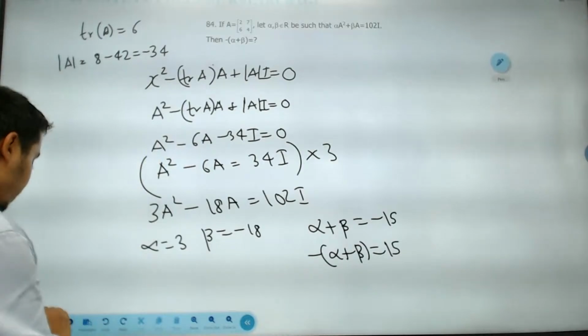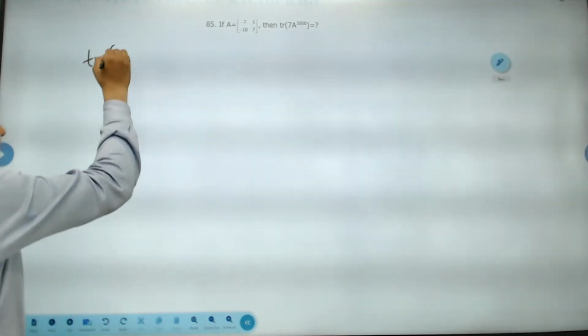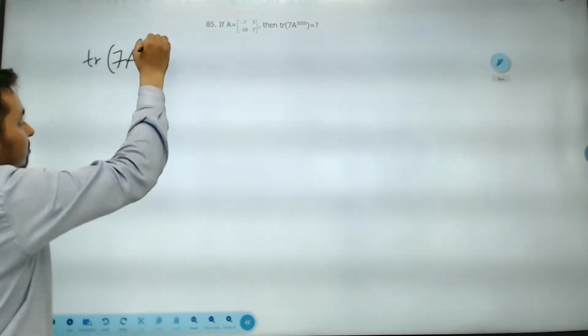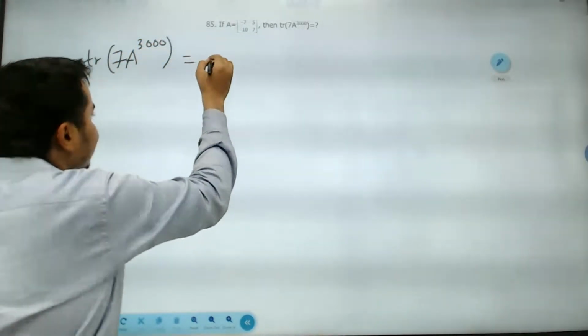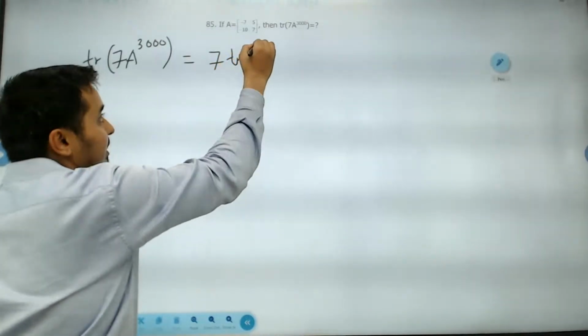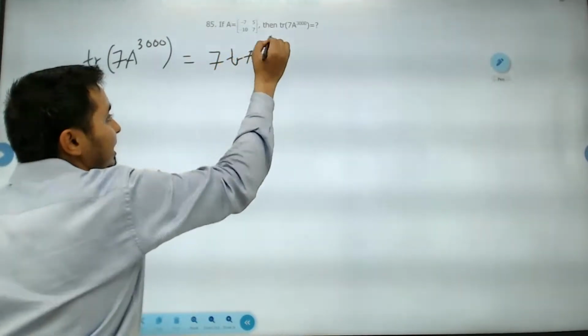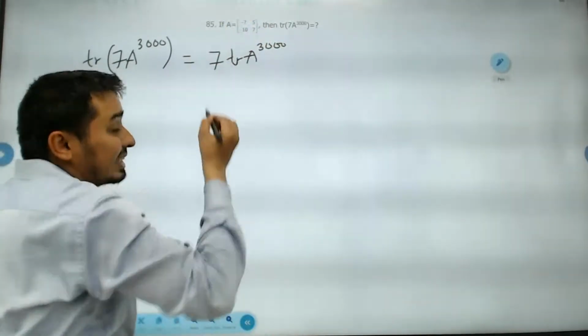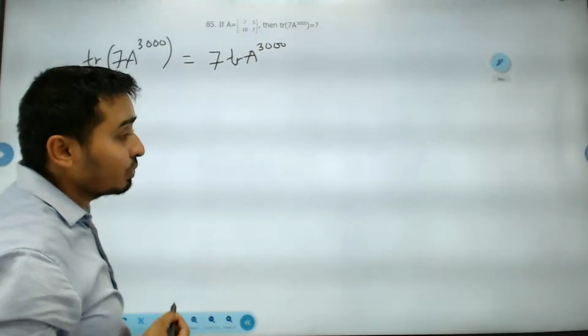So we can move on. If A is [[-7, 5], [-10, 7]], then trace of 7 A raised to 3000 is? So we have to find trace of 7 A raised to 3000. That would be same as 7 times trace of A raised to 3000, because trace of kA is k times trace of A. Let us first attempt to find A to the power 3000.